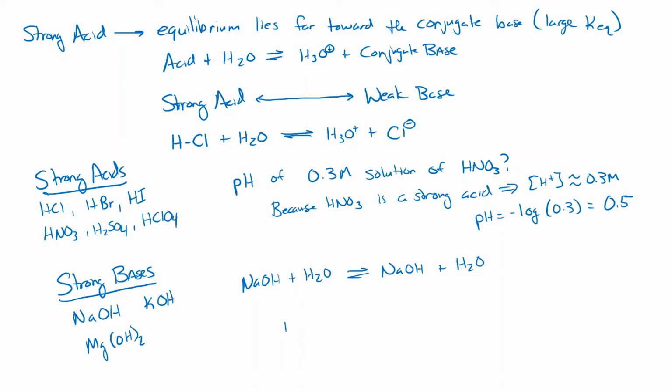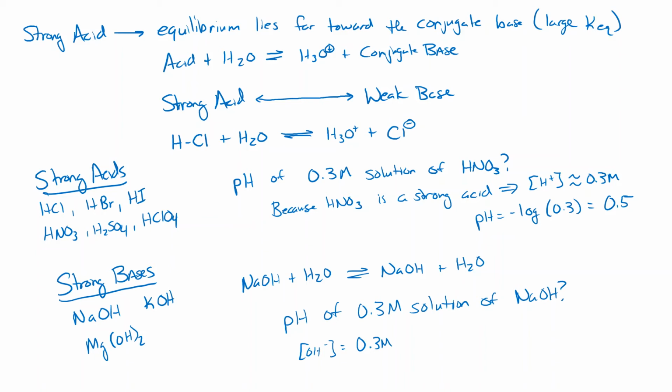And so let's find the pH of a 0.3 molar solution of NaOH. So we can find that. What is the concentration of H plus? We don't know that right off the bat. We know the concentration of OH minus. Concentration of OH minus is 0.3 molar, right? So how would we figure out the concentration of H plus from that? We could use Kw, right?